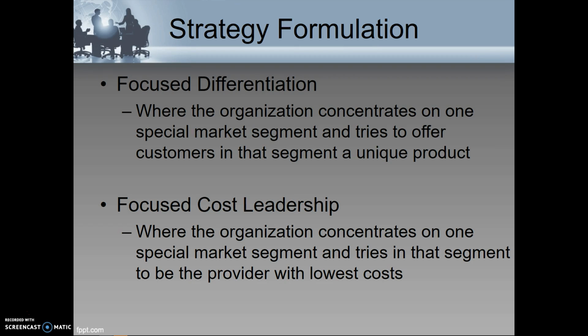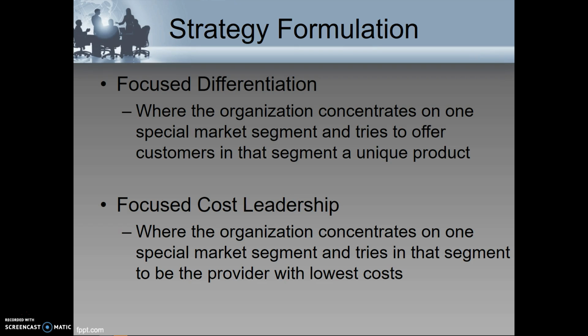Focused differentiation is when we have a narrow scope, but now we're still going to compete through differentiation of our product. Okay, so we're going to try and offer a unique product to a small segment of the market. So, for example, here we have A&W Root Beer or Canada Dry. Right? They're offering only one differentiated product, which is sold at the same price as Coca-Cola and Pepsi and so on.